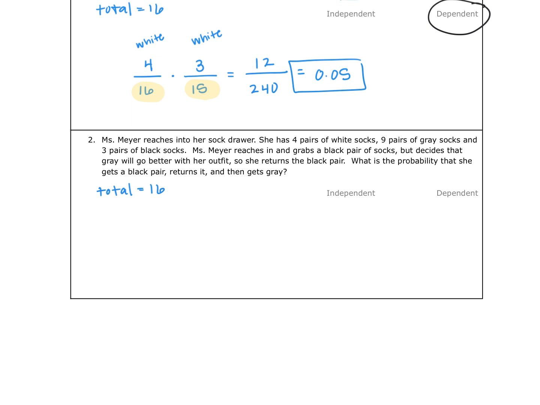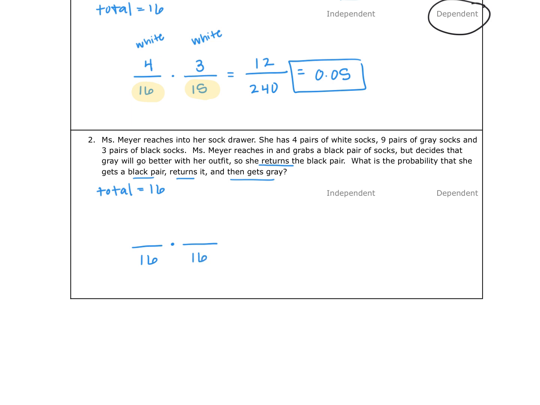Mrs. Meyer reaches in, grabs a black pair of socks, but decides that gray will go better with her outfit, so she returns the black pair. So these are our keywords. If you're going to return the black pair, when you go in the next time, you still have the same amount of socks in there. What's the probability that she gets a black pair, returns it, and gets a gray pair? Okay, so she wants this pair of socks, doesn't like it, and then she wants that pair of socks. So initially there's 16 pairs of socks when she reaches in, but when she returned that black pair because she wanted gray, there was still 16 again because of the return.